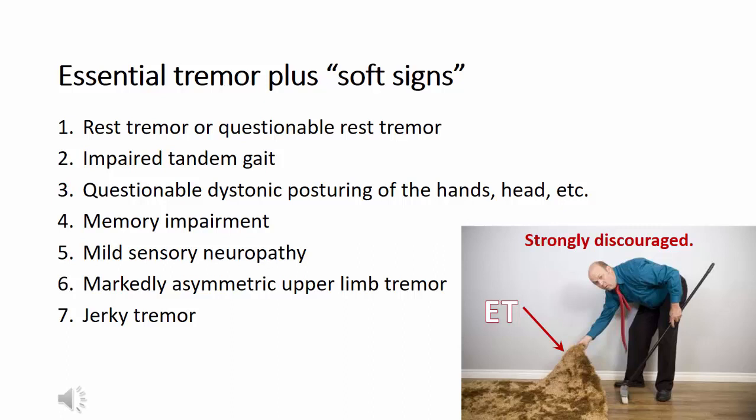Note that the presence of rest tremor or questionable rest tremor is no longer permissible in the classification of essential tremor. Therefore, essential tremor with rest tremor is a form of essential tremor plus. This new classification strongly encourages the documentation of subtle or questionable signs that may be relevant to the etiology and pathophysiology of tremor. It strongly discourages the old practice of sweeping these signs under the carpet of essential tremor.